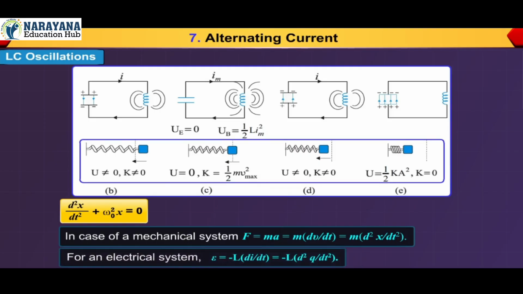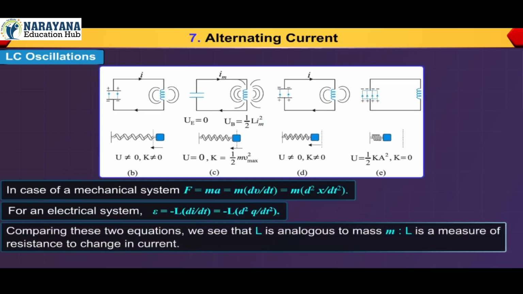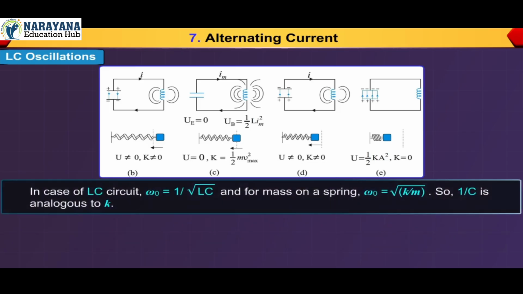For an electrical system, ε = −L di/dt = −L d²q/dt². Comparing these two equations, we see that L is analogous to mass m. L is a measure of resistance to change in current. In the case of the LC circuit, ω0 = 1/√(LC), and for a mass on a spring, ω0 = √(k/m). So, 1/C is analogous to k.